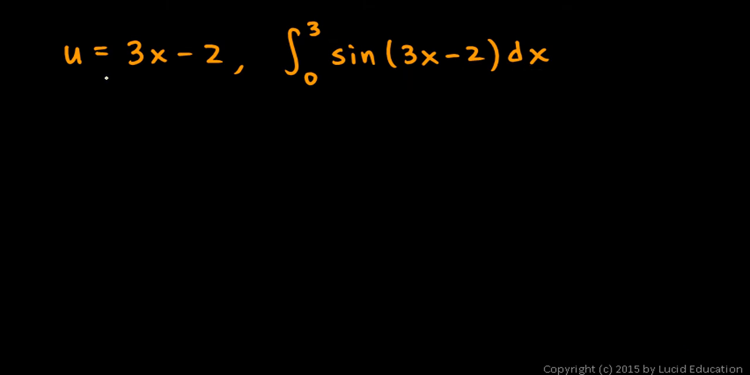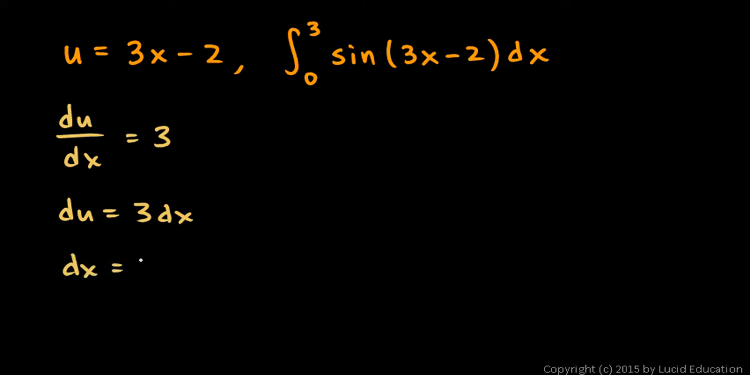So I'll start with this equation for u and simply take the derivative. du/dx is simply 3. That's really easy. And then from that we can find an expression for du. du is 3 dx, or we can solve it for dx. dx is 1/3 du. So I'm going to put a u right here in place of the 3x minus 2, and I'll put a 1/3 du right here in place of the dx.